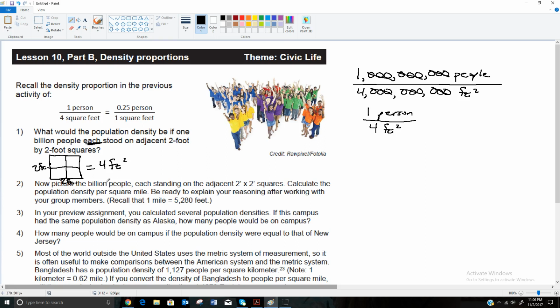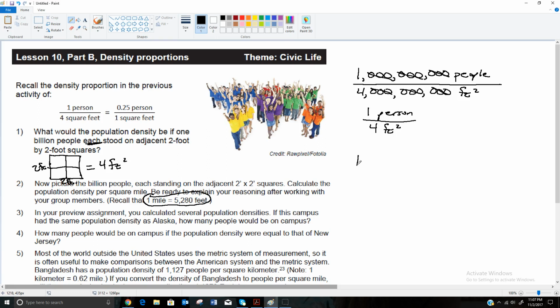So now it says picture the billion people each standing in their adjacent 2 by 2 foot squares. Calculate the population density per square mile. Be ready to explain your reasoning after working with your group members. So if we're going to calculate how many square feet are in a square mile, it's not tricky, but it's bothersome to people, because when people see that 1 square mile is 5,280 feet, they want to assume that 1 square mile is 5,280 square feet, and it's not.